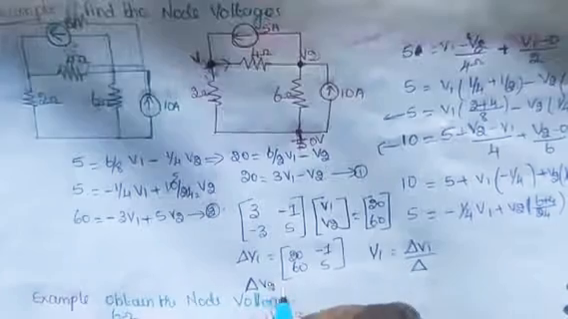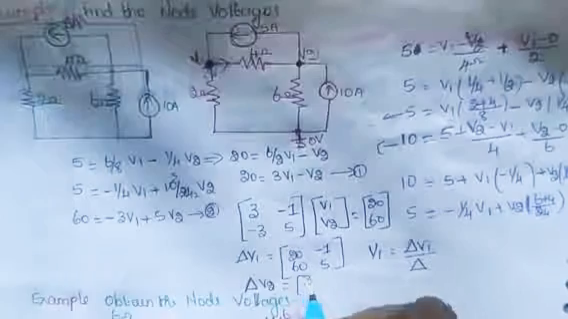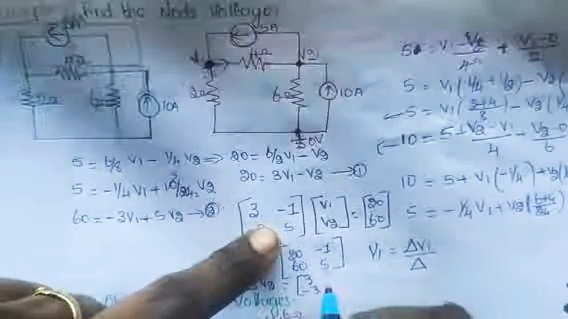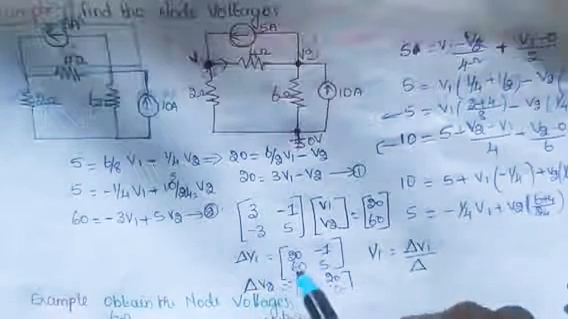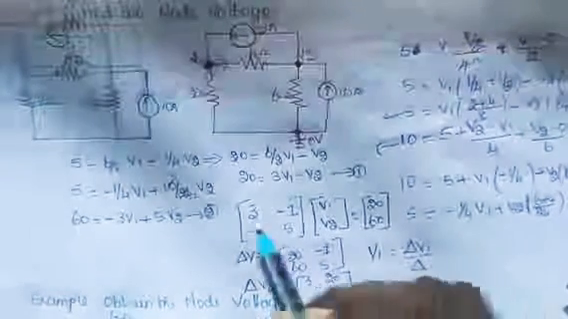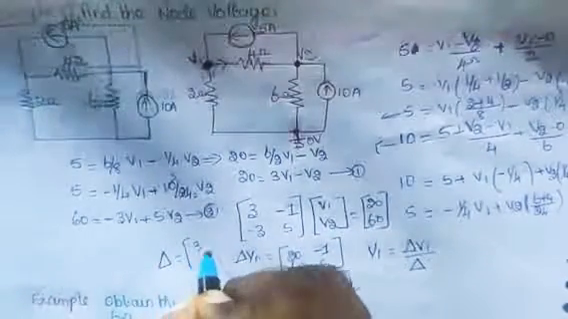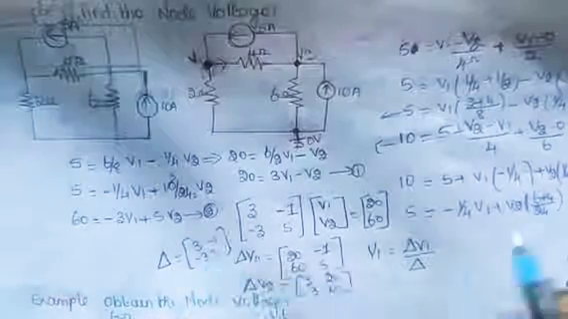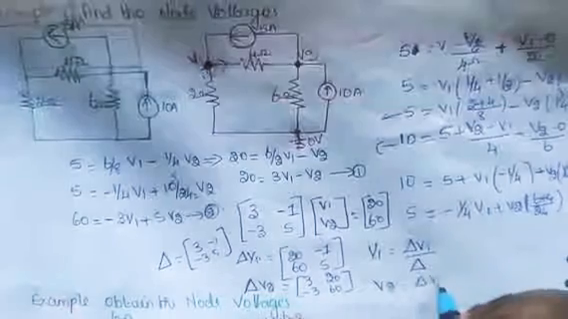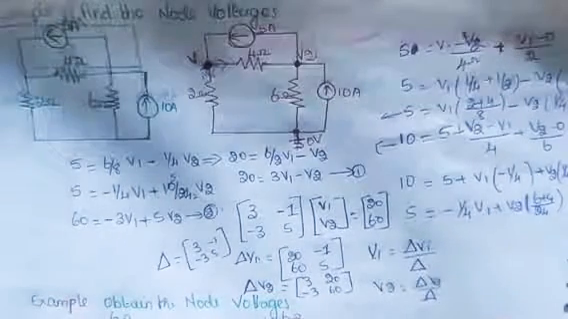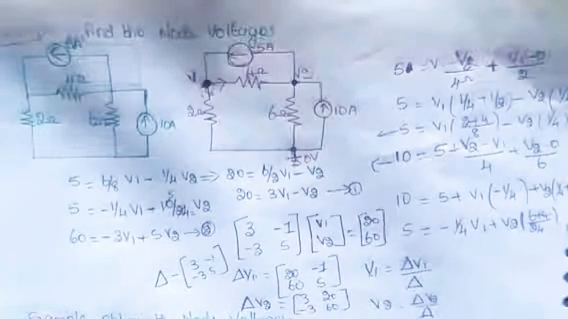Del V2 is equal to, we have to replace the second column. So 3, minus 3, and the second column 20, 60. This is del V2. We have to find the determinant value of del V1, del V2 and also the determinant value of the original matrix, 3, minus 1, minus 3, 5. So V1 is equal to del V1 by delta, and V2 is equal to del V2 divided by delta. Kindly proceed with this and give your answer in the comment box.